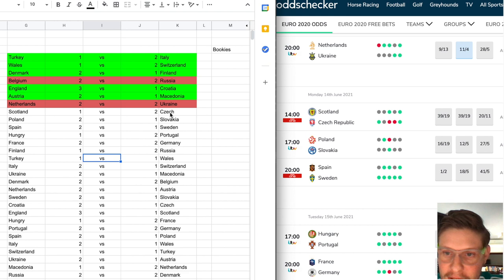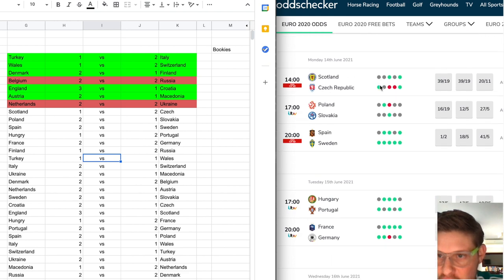So, Scotland versus the Czech Republic. Ooh, 39 divided by 19 is, oh my gosh, I just want to get a calculator. I think it is favoring Czech Republic, but let me just get a calculator. 39 divided by 19 is 2.05. 20 divided by 11 is 1.81. Okay, cool.